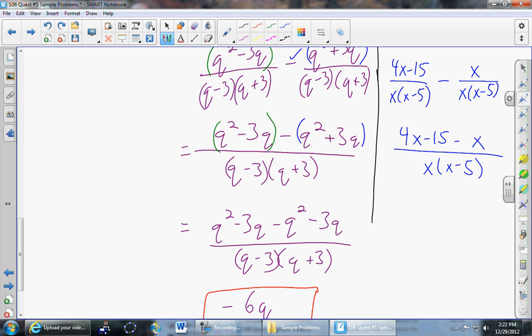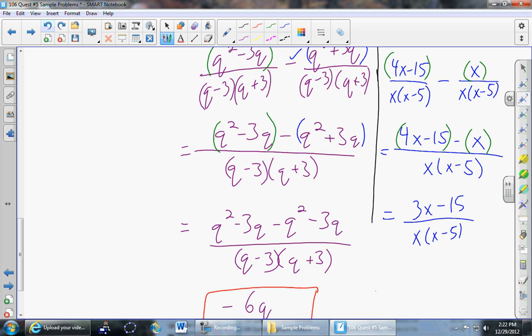I'm going to technically put in the same parentheses that I've been putting in on every subtraction problem. If this were anything bigger than just one term, without those parentheses, I'd get the wrong answer. Probably safest just to put parentheses every time. Okay, and now we subtract. Turns out the parentheses are irrelevant in this problem. So 4x subtract x is 3x minus 15 over x minus 5.